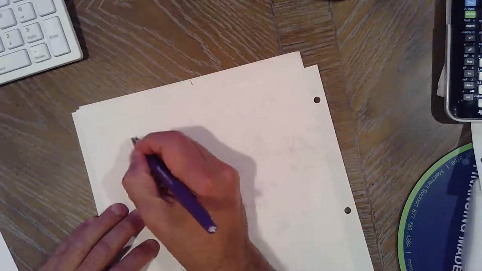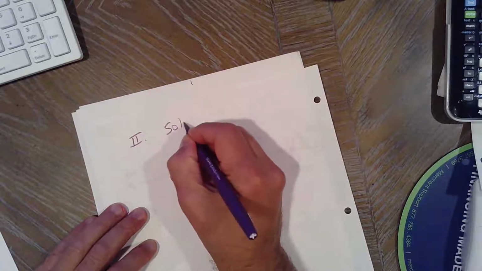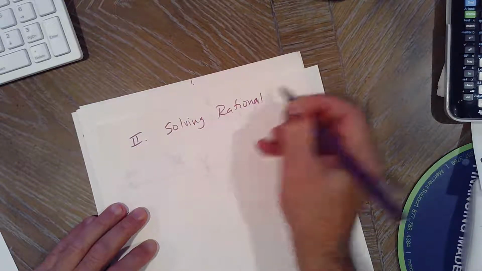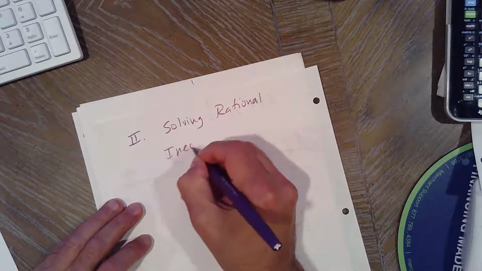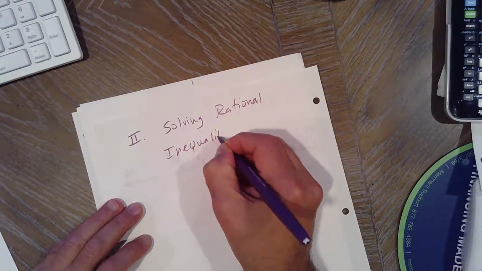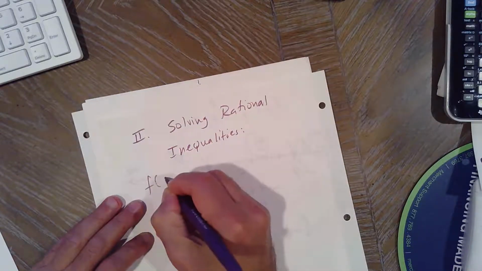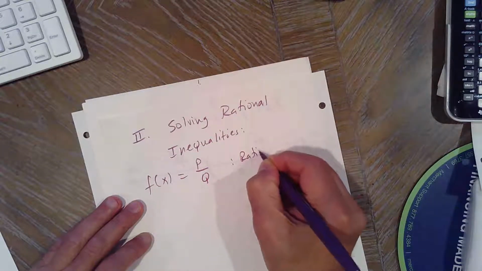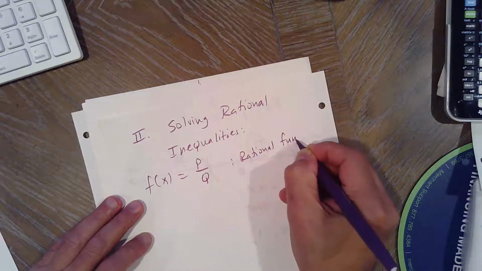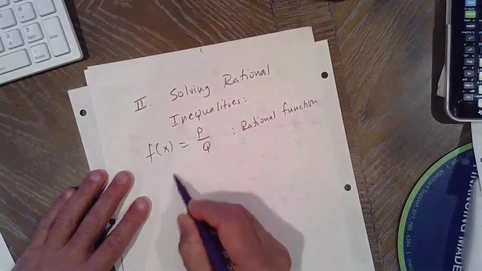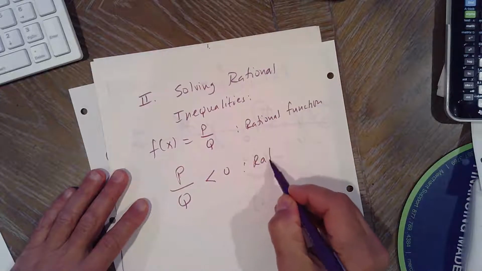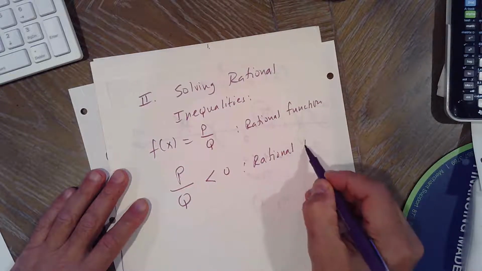So this is done with polynomial inequalities. The second part of this section is about solving rational inequalities. So from rational functions to rational inequalities. Instead of f of x equals p over q, which is a rational function, we're going to do p over q is less than 0 or greater than 0, or less or equal, whatever. That's a rational inequality.